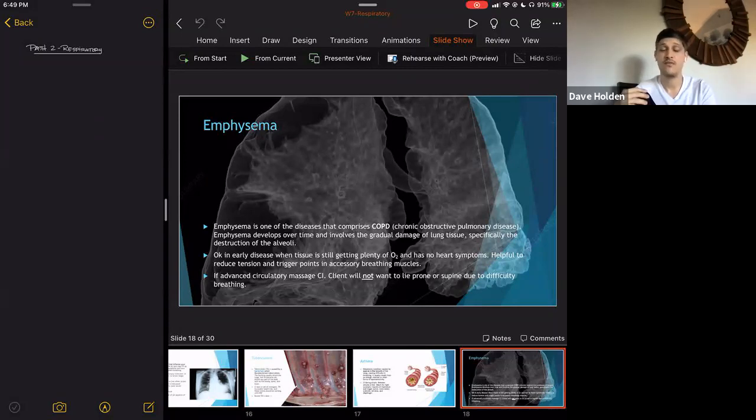And the client, because they have such difficulty breathing, lying down will not be comfortable for them, either face down or face up. Either way, it's too much pressure on the chest and they already can't breathe. So you add a little bit of extra pressure on the chest and they really can't breathe. Seated massage or side lying may be your only options. But again, emphysema people, it's usually going to be contraindicated.